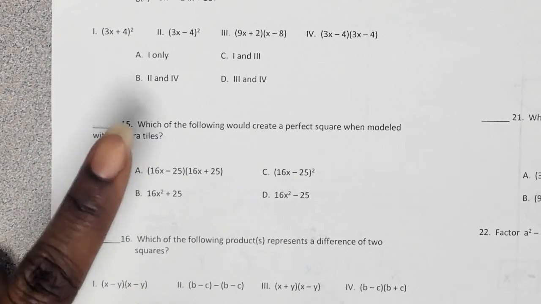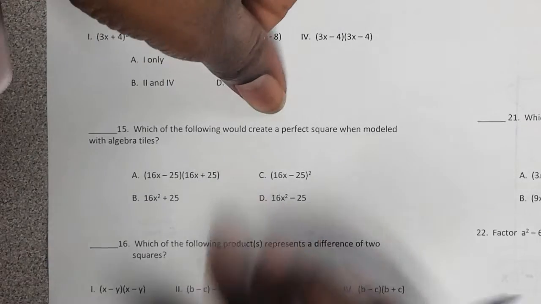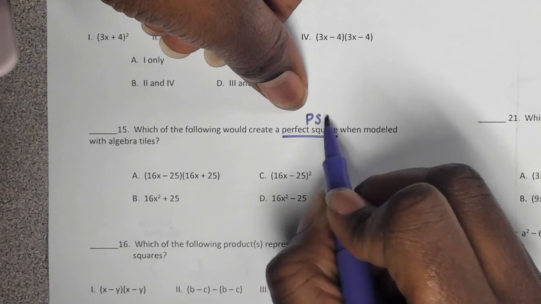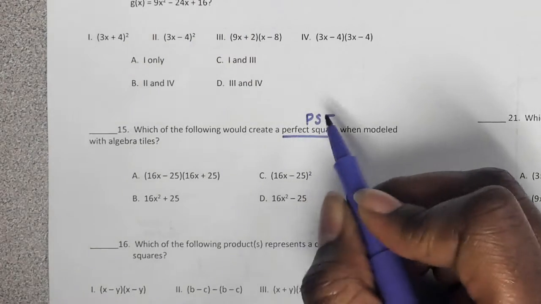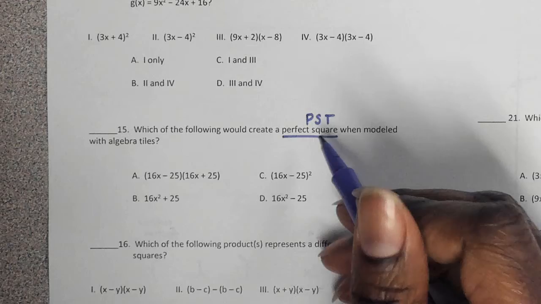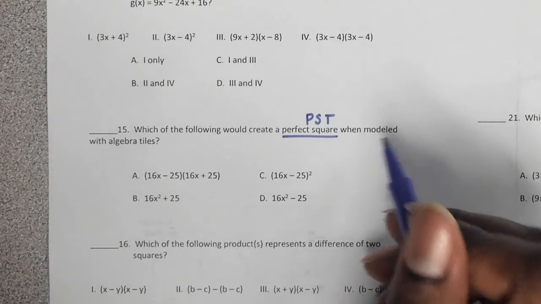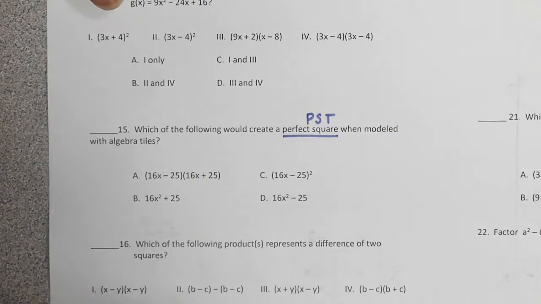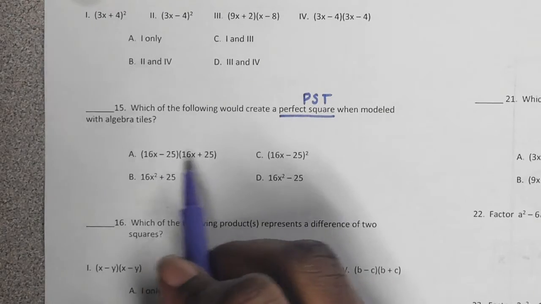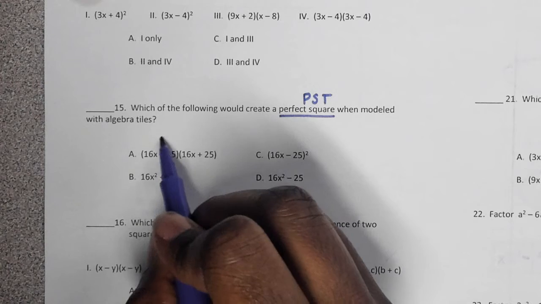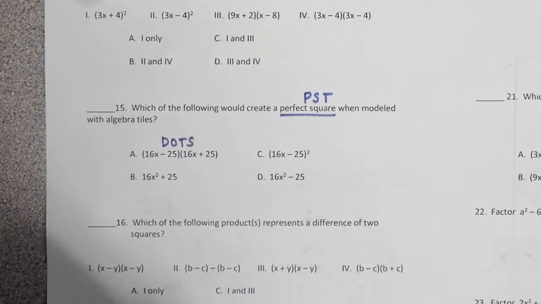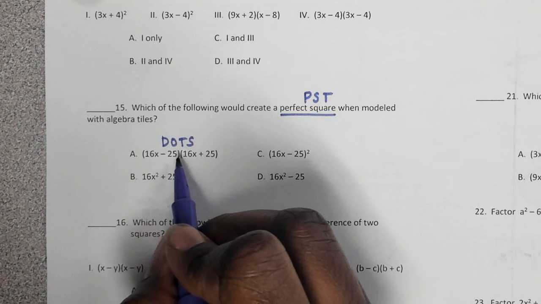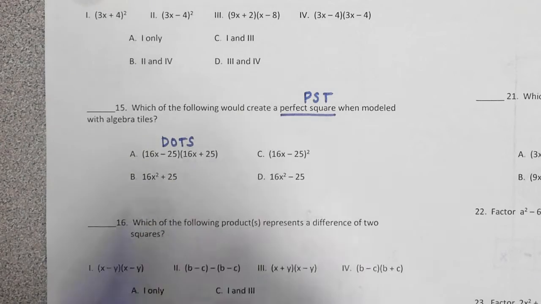We're looking at the odds. Which of the following would create a perfect square? PST. P stands for perfect. And we know it's perfect because both factors are the same, exactly the same. All right? These two are not the same. That's a difference of two squares, because the numbers are like, that's 16 with a minus 25, 16 with a plus 25. That's a difference of two squares.